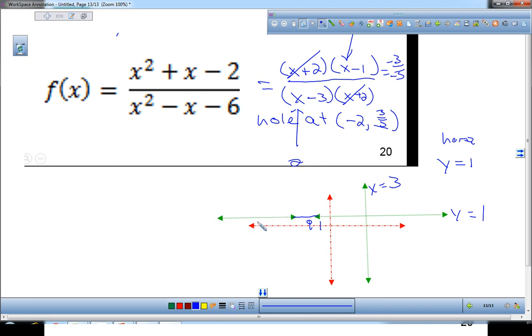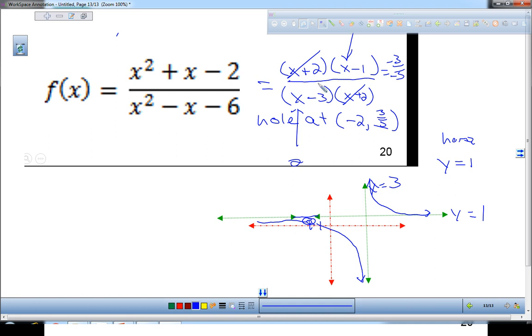It kind of looks like this. It goes this way over here. It kind of goes through that hole, but it doesn't touch the hole. And then it comes over here to this vertical asymptote. And then over here, it does this. Okay? So it shouldn't touch the horizontal asymptote. But it goes like this here, and there's a hole right there.